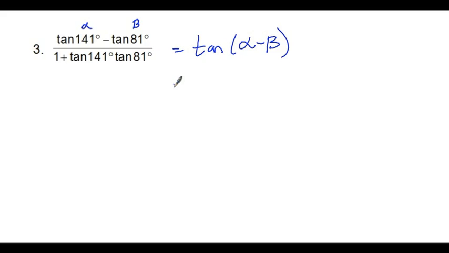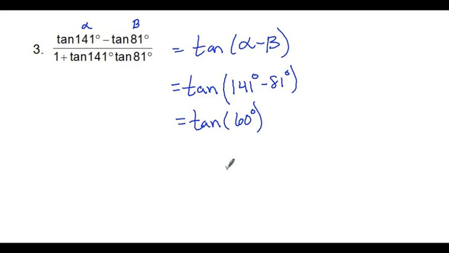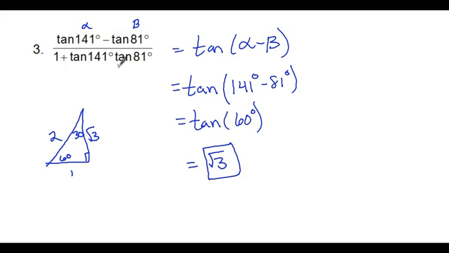So what we're doing there is finding the tangent of 141 degrees minus 81 degrees, which is really just the tangent of 60 degrees. If I don't have it memorized, I draw out my quick little triangle, 30, 60, 90, 1, 2, square root of 3. Tangent of 60 would be root 3 over 1, or just square root of 3. And all this big mess goes simply to the square root of 3.